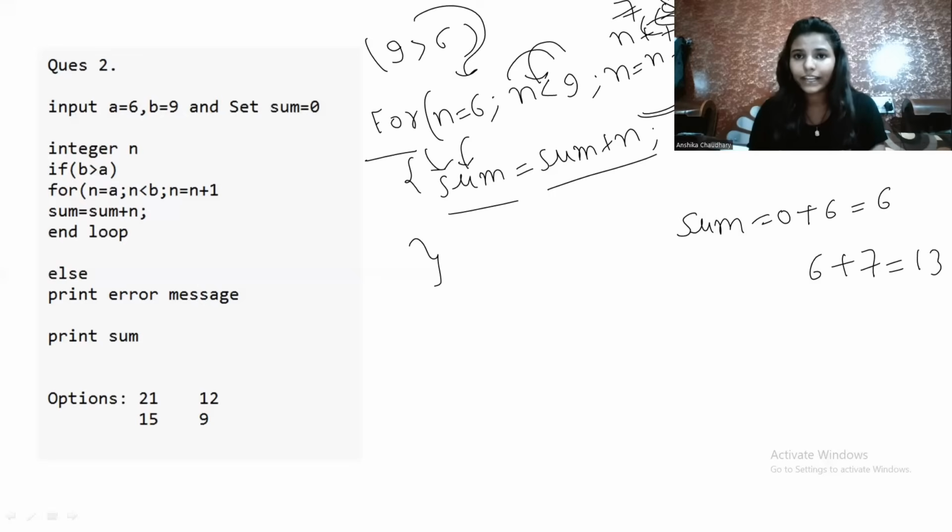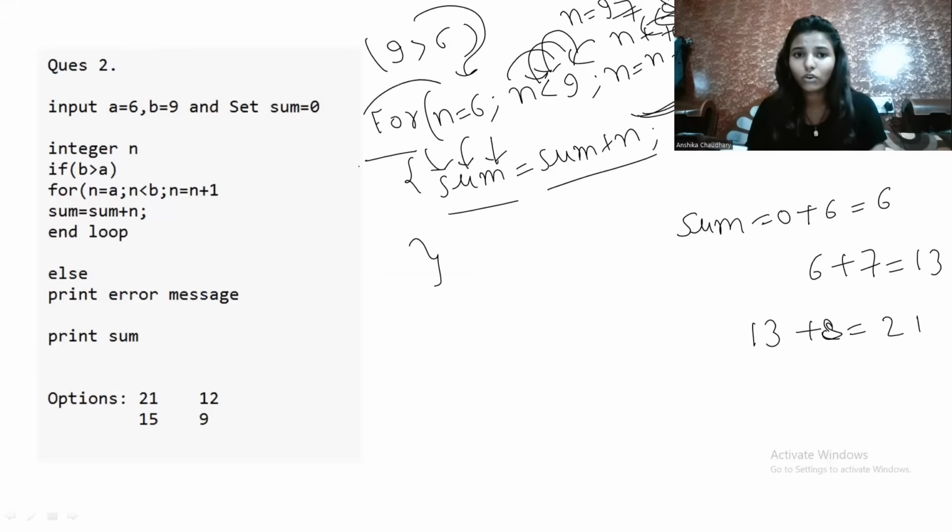Again this will increment the value by 1. So this will become 8 and the condition is checking again. 8 is less than 9. Yes, the condition is true. Now the control will come here and sum value will be updated by 13 plus 8. So 13 plus 8 is 21, right? Now again the control will go here and increment n by 1. So now n value will become 9 and the condition will again check: 9 is less than 9? No, so the condition is false.